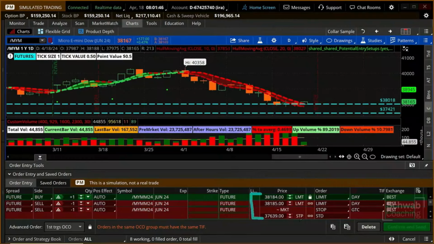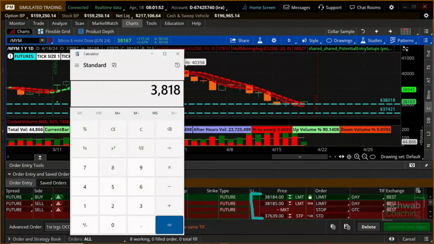My math isn't perfect, but if we want perfect, let's bring up the calculator. 38,184 less 37,639. The point is 545. We're going to take those points and times it by what every point is worth: 50 cents. 545 times 50 cents. And what you're now going to see is it's $272.50. So this 545 is the difference between that entry number and the stop number.